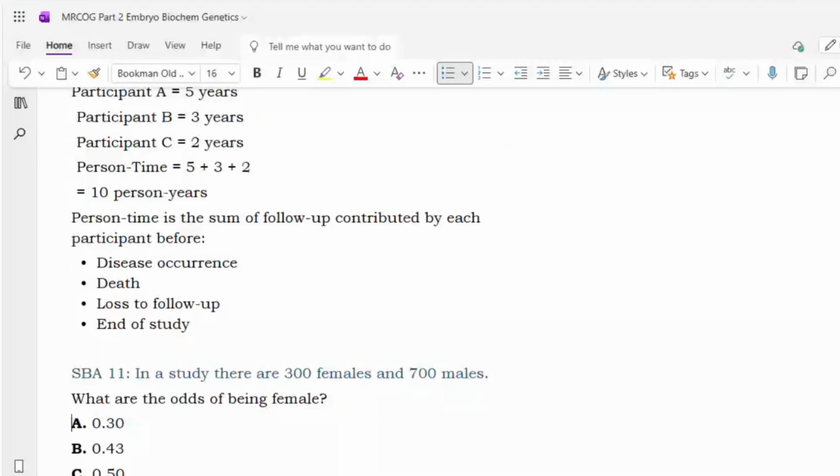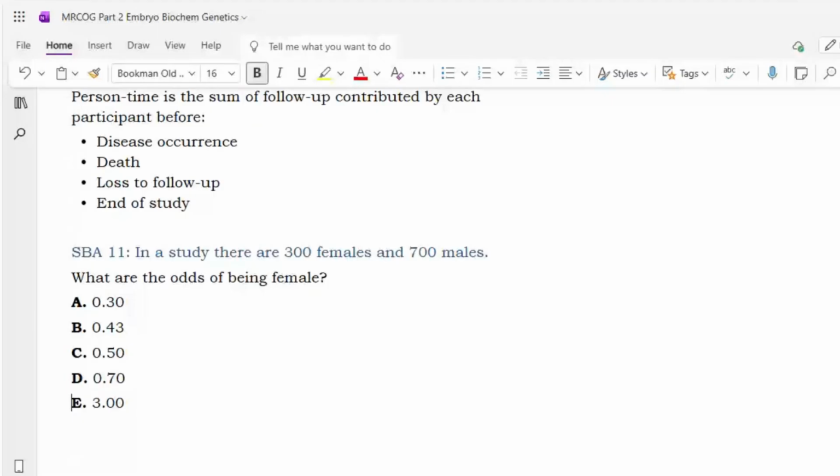In a study, there are 300 females and 700 males. What are the odds of being female? A 0.30, B 0.43, C 0.50, D 0.70, E 3.00. So odds of being female is 300 upon 700. It will be B, 0.43. Suppose if it's 300 and 600, that will be 0.5.